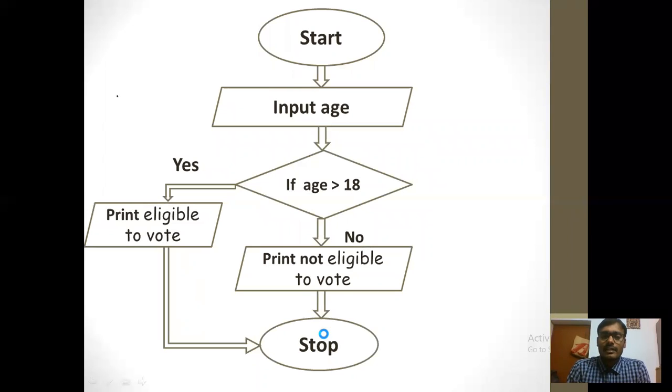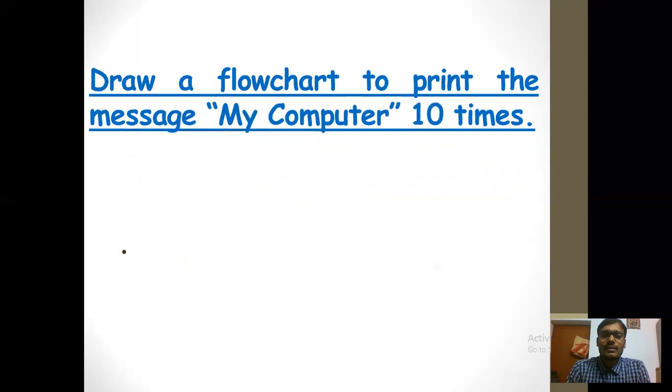Now coming to the next problem: draw a flowchart to print the message "my computer" 10 times. This question is also given in the book. In your book, it is written to print the message "flowchart" 10 times. I have changed it: in place of "flowchart", I have written "my computer". So you have to write "my computer" 10 times with the help of a program. Okay, so you have to draw a flowchart for this.